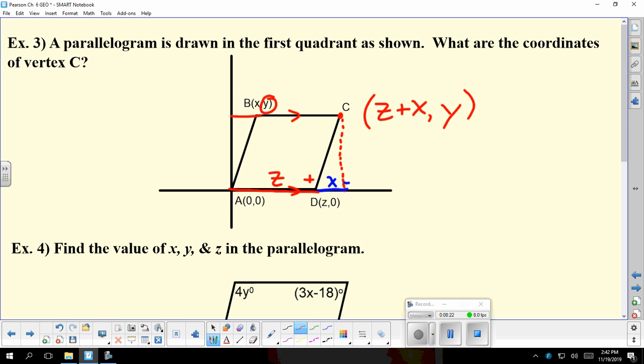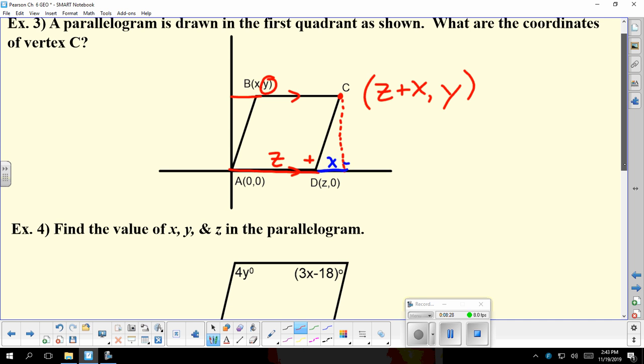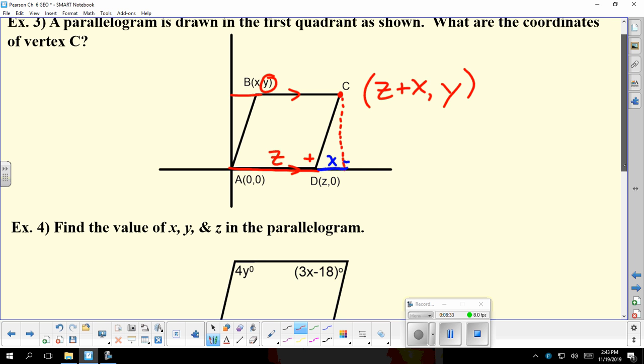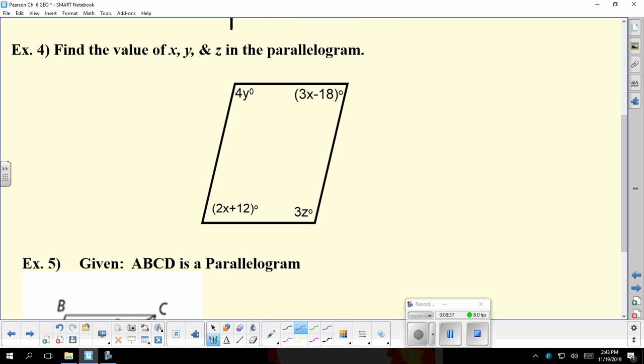All right, on to this next one. I want to give you a chance to solve this. Then I'll do one proof to prove to you that opposite sides of a parallelogram are in fact congruent. So take a second. Find the values of x, y, and z. A hint: start with the fact that these opposite angles are congruent and solve for x, and then go from there. So find the values of x, y, and z in the parallelogram.